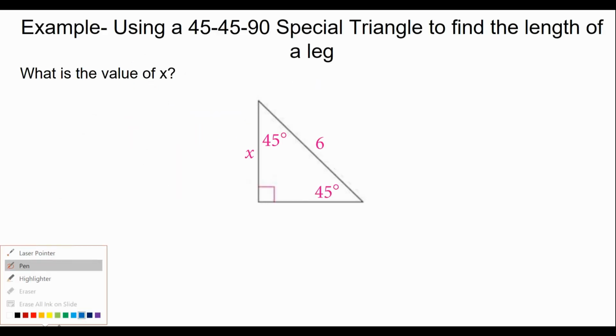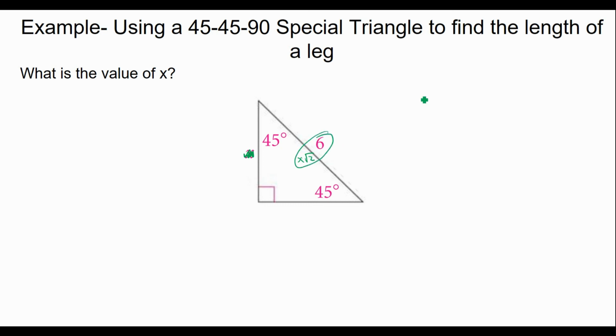In this example, again, we're going to get rid of this x and just focus on finding the side lengths. The 6 is across from the right angle, so this means that our relationship is x root 2. So if we write an equation using this, we have x root 2 equals 6. Now to solve to get x by itself, this x is really multiplied by the square root of 2. So I have to divide both sides by the square root of 2. So we get x equals 6 divided by square root of 2.